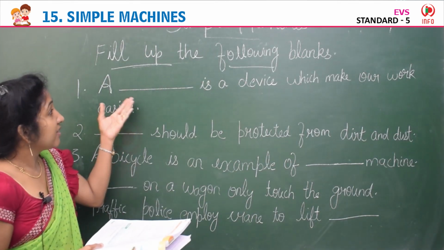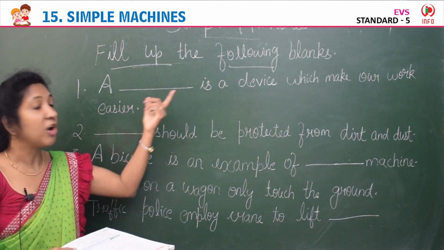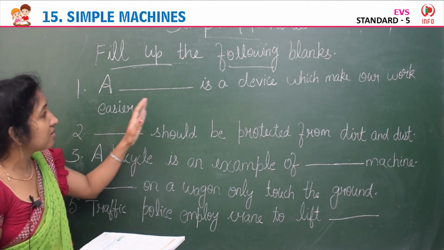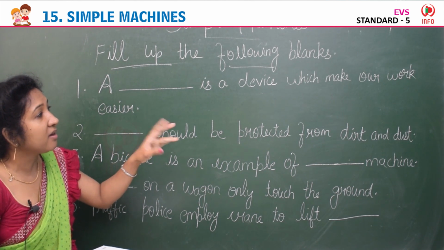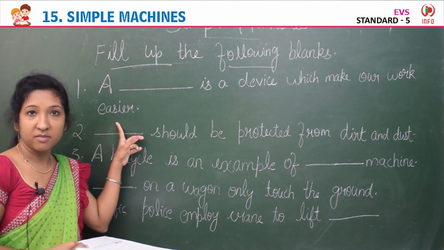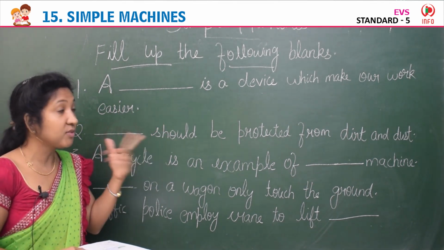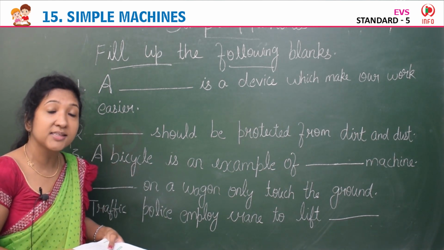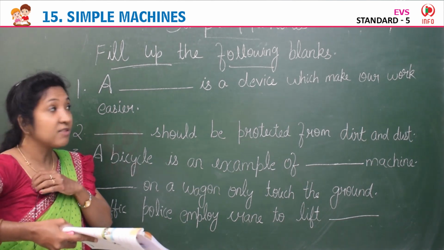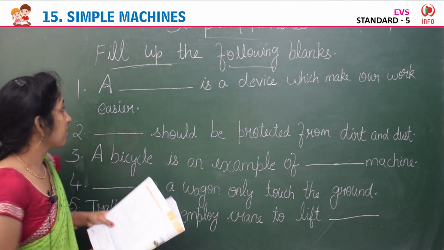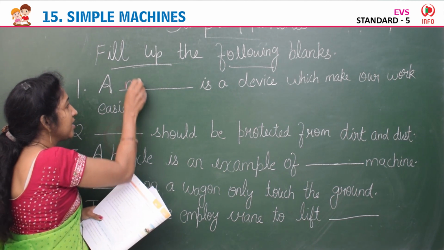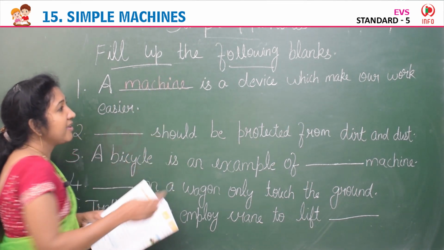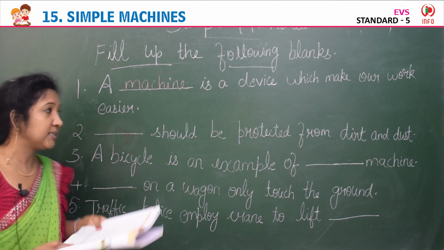So coming to our next exercise, fill up the following blanks. The first one is: dash is a device which makes our work easier. What is the answer, children? Think and say. Which device makes our work easier? Yes, a machine. A machine is a device which makes our work easier.